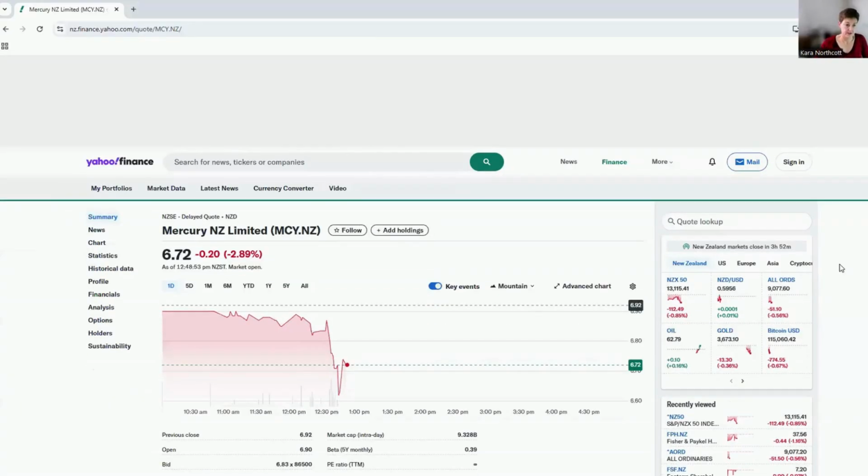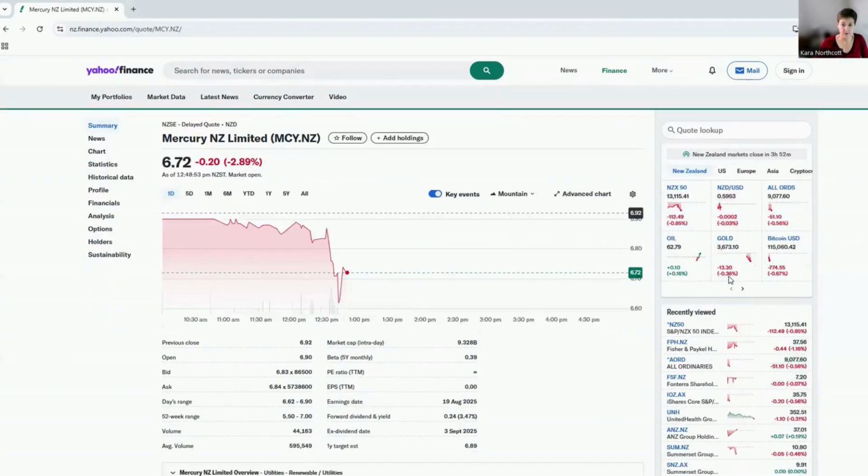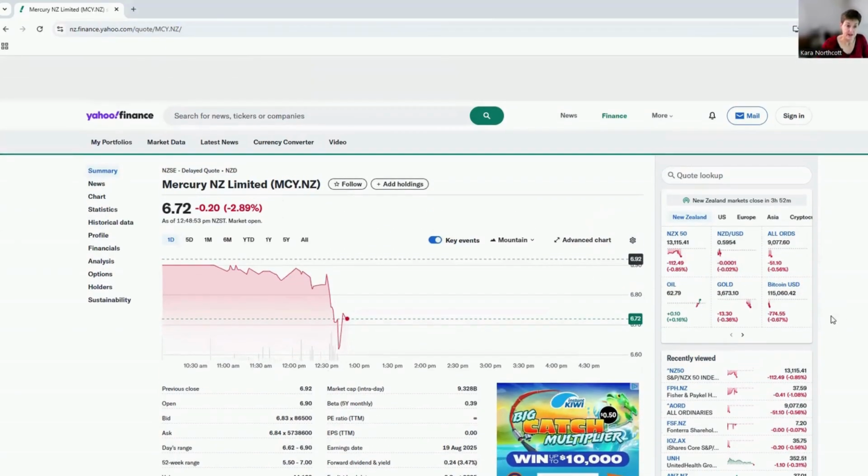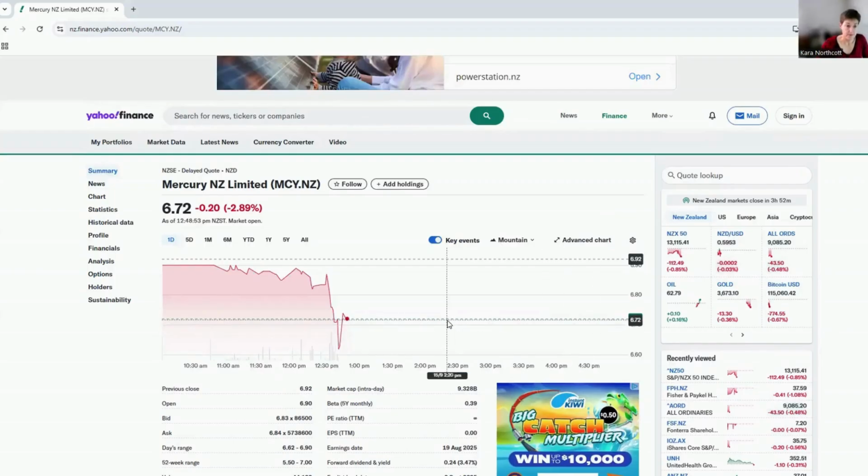Right, I have just chosen Mercury Energy. No reason other than when I looked at my recently viewed, over here on the right-hand side, Mercury was one of the first ones up there on the screen. I am recording this on Monday afternoon. It won't make too much difference, but you can see the market's open and Mercury at this stage is down about 20 cents for the day.